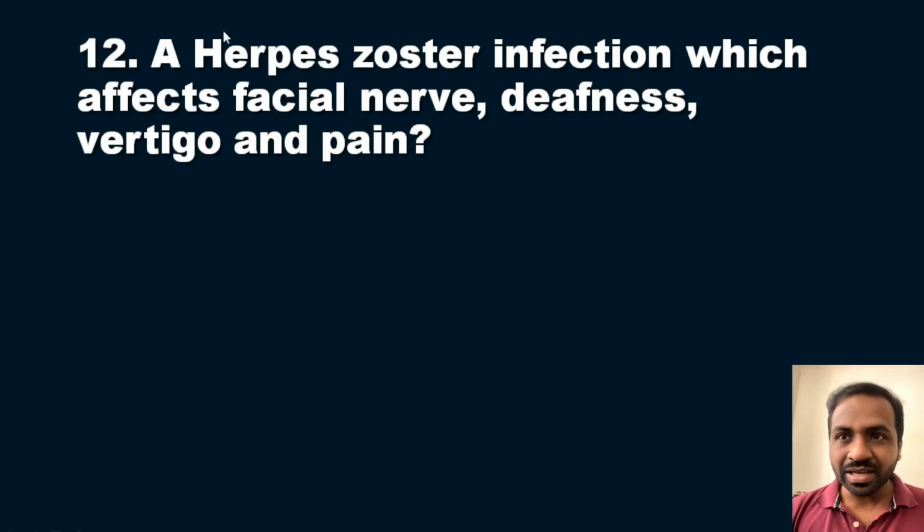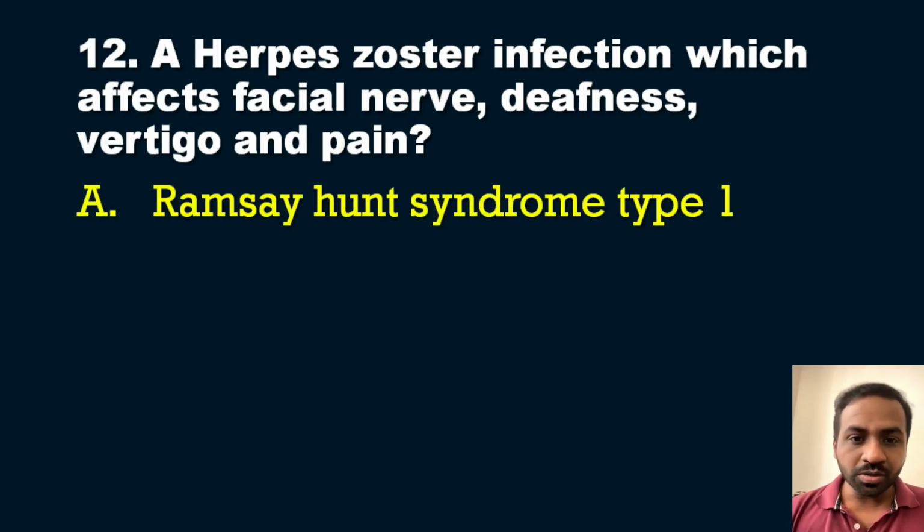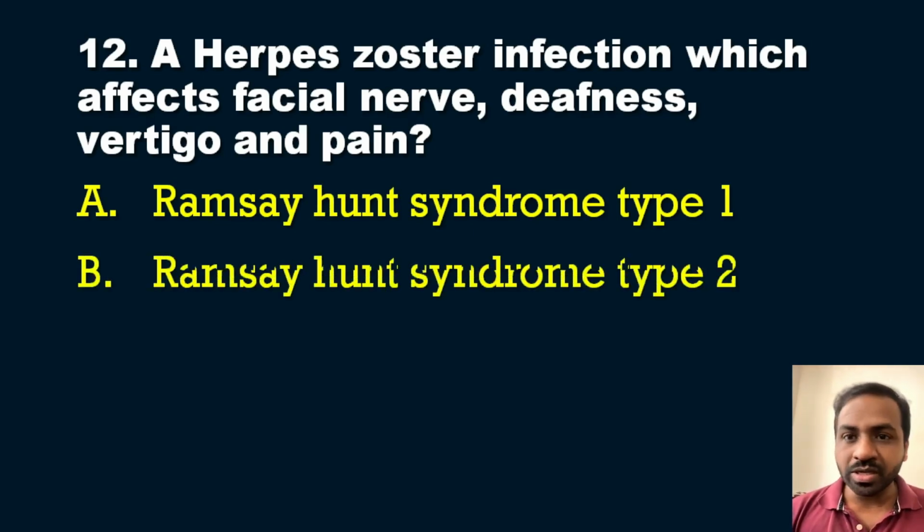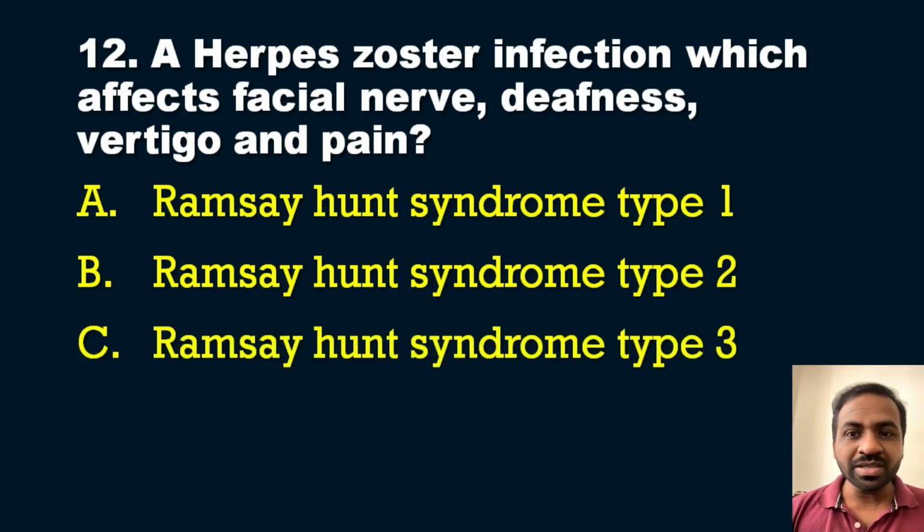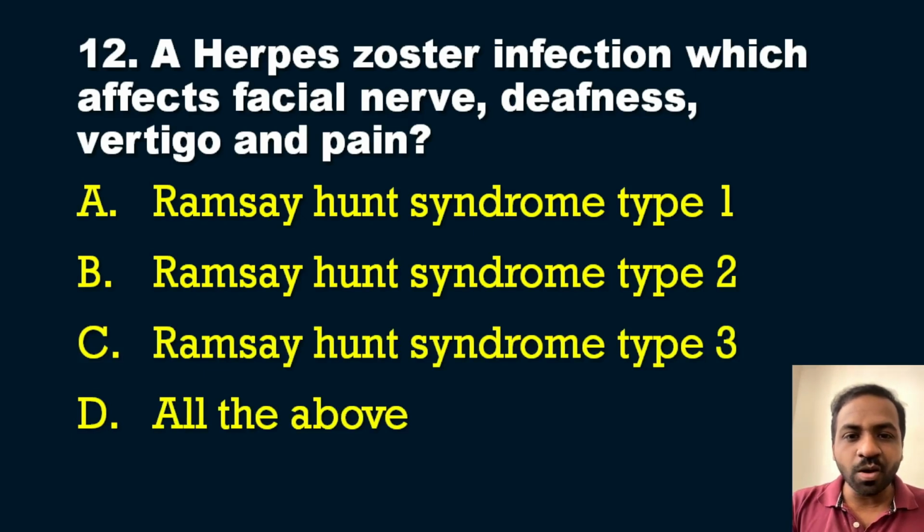So the question is, a herpes zoster infection which affects the facial nerve and can cause deafness, vertigo and pain is. And the options for you are option A, Ramsay-Hunt syndrome type 1, option B, Ramsay-Hunt syndrome type 2, option C, Ramsay-Hunt syndrome type 3, and option D, all the above. So what is the answer? The answer is option B, Ramsay-Hunt syndrome type 2.